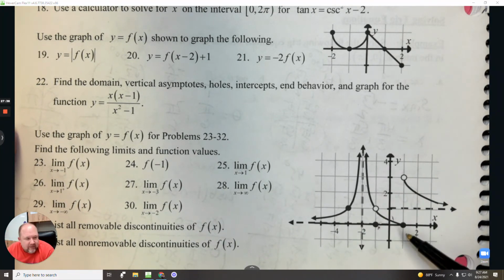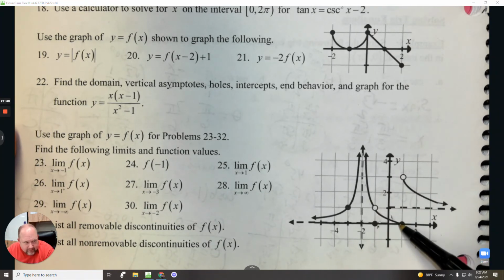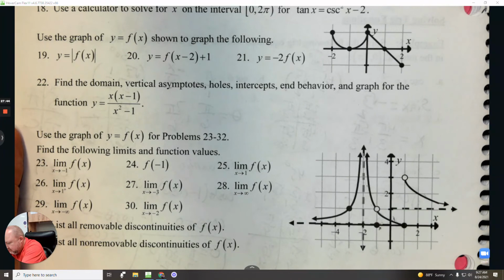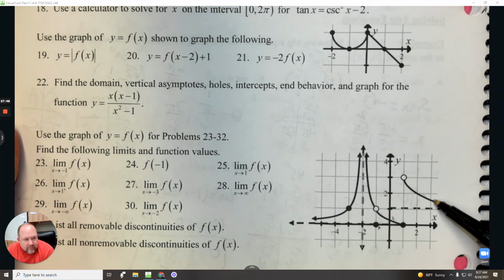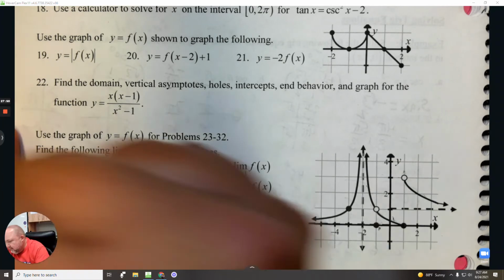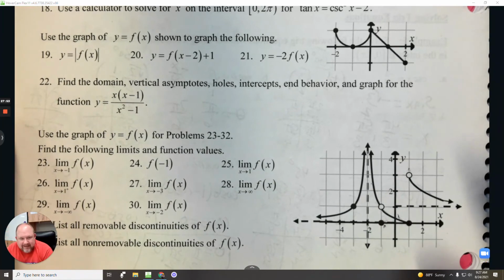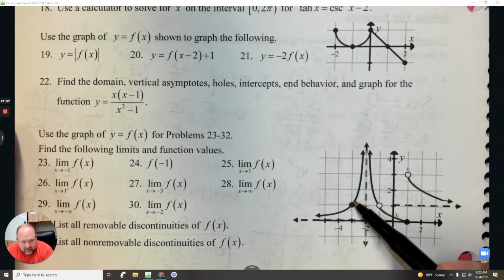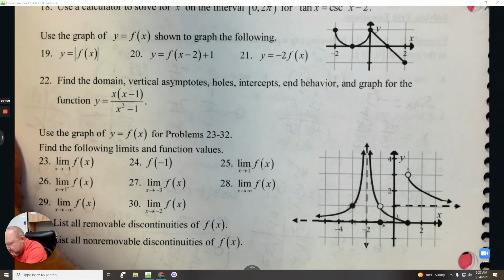What's the limit as x approaches 1? So from the left and from the right, there's a jump. So that limit does not exist. How about 1 from the right? The y value from the right is 3. What's the limit value at -3? Find -3. It's continuous there. It's just the y value, which is +1.